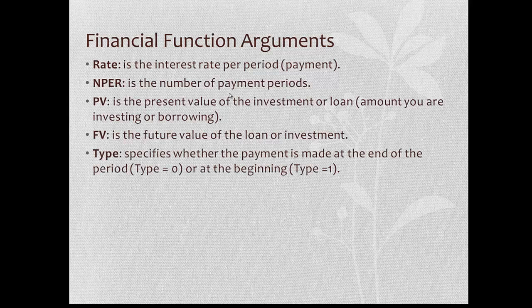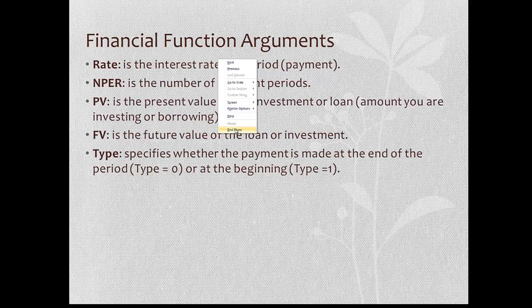Now the last two, future value and type, in the payment function are optional arguments. If you don't put anything in those boxes, they're assumed to be 0. Type specifies when you make the payment, whether the payment is made at the end of the month, for example, or at the beginning. So at the end it's 0, and at the beginning it's 1.